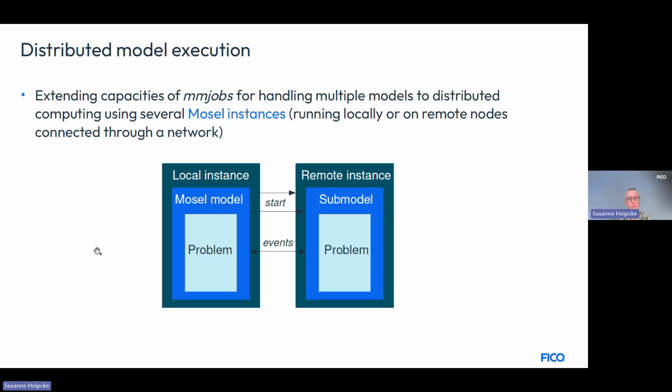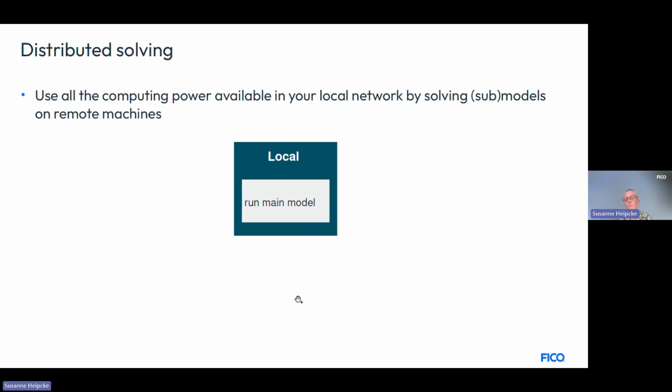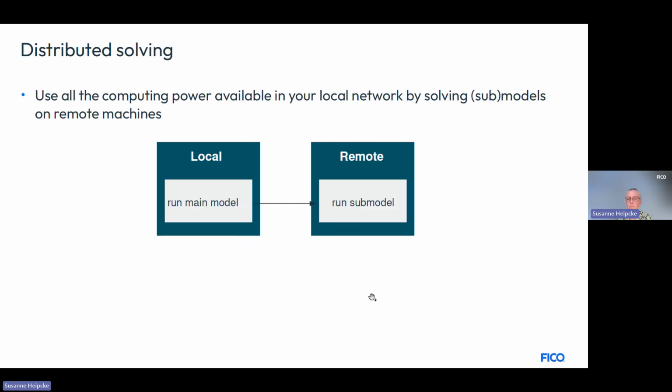Okay, now taking this one step further. So far, we have been living within the same Mosel instance. Now, if you want to do this remotely, so we have a local instance that will be in control and starting model ones on the remote instance. You're going to have the same communication mechanisms, so starting submodels, and then the event mechanism to coordinate and synchronize.